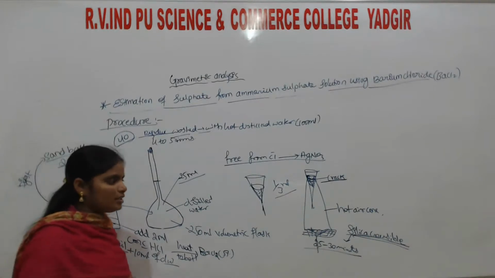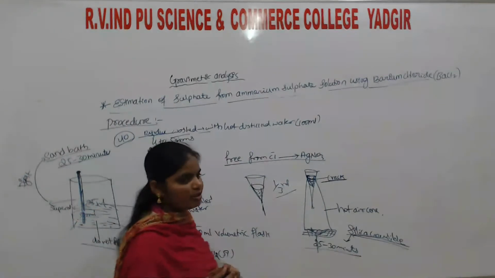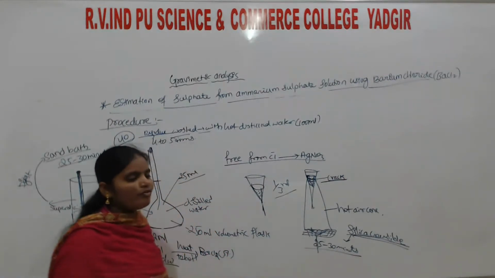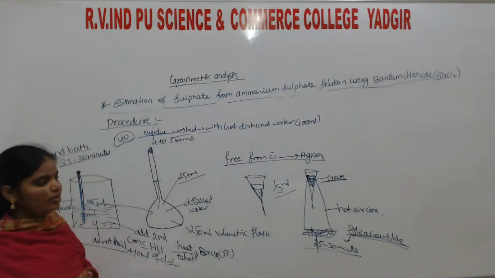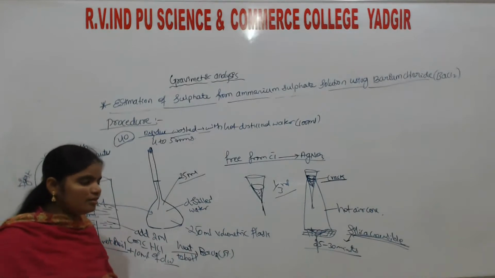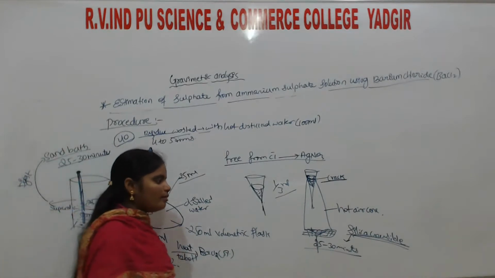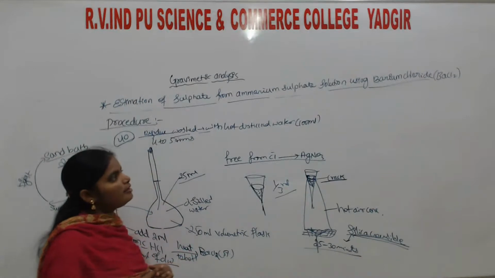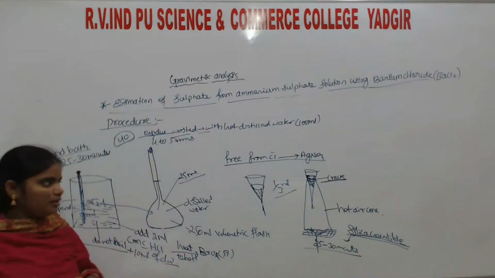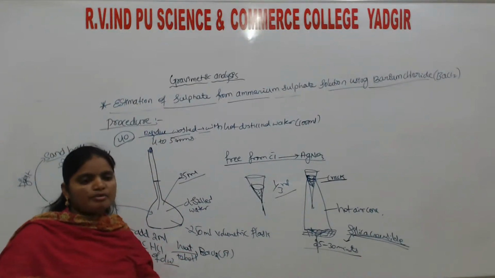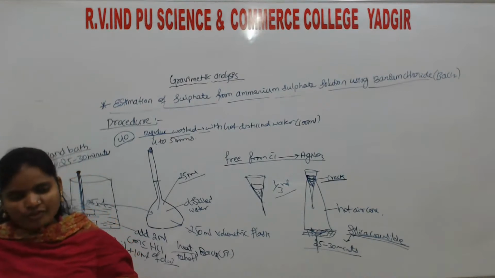Then it is cooled to room temperature, and the residue is weighed and reported as W gram of the residue, that is the barium sulfate. Okay, this is the complete process. I will stop here only.